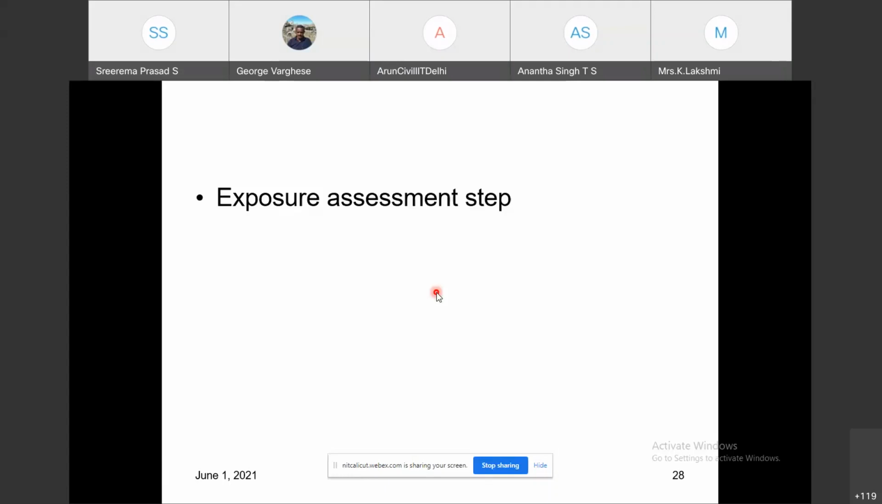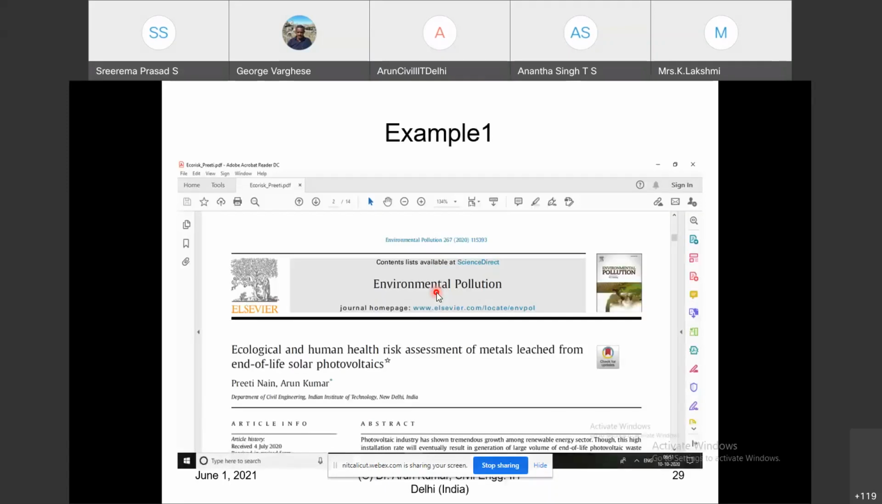It means at what rate you're drinking water, at what rate you're consuming fish, or consuming leafy vegetables every day, and how much quantity every day. So this type of information we need to know. Once we know this information, then we can calculate your exposure dose.